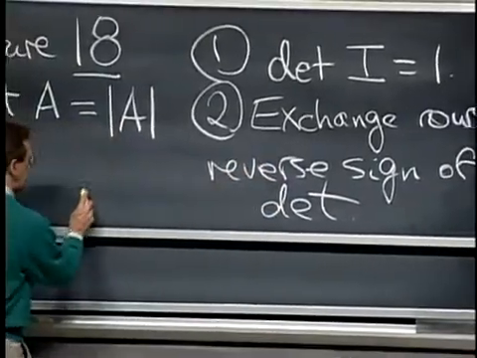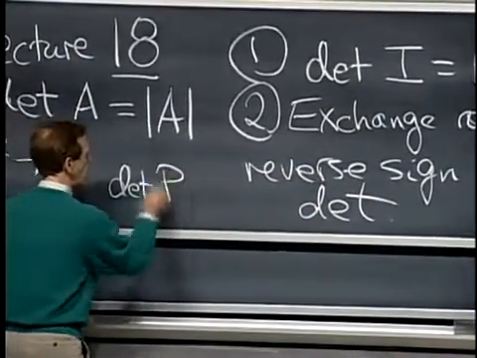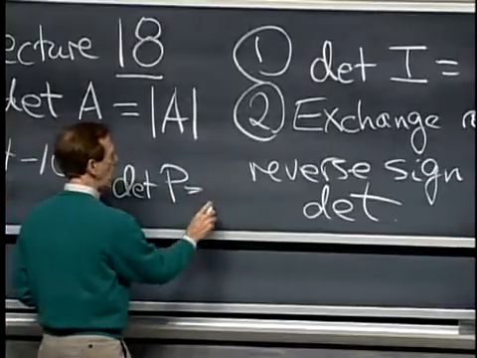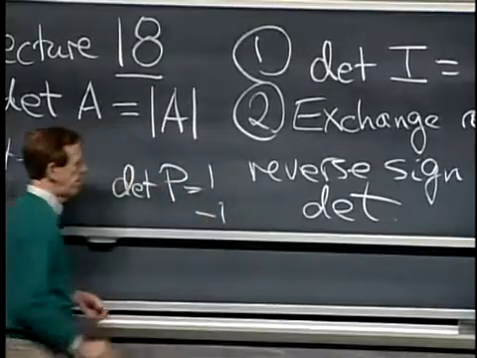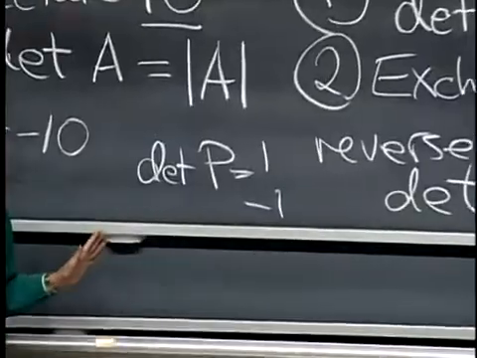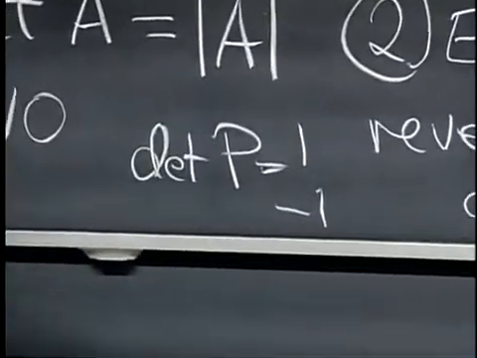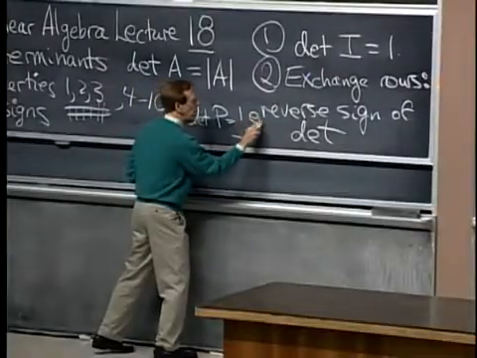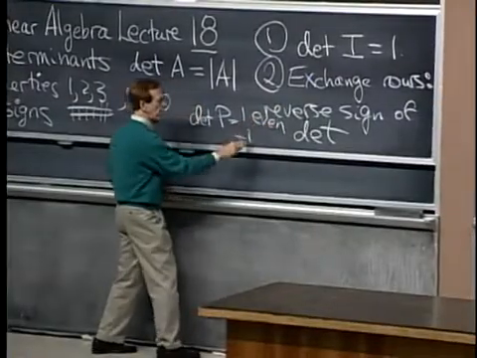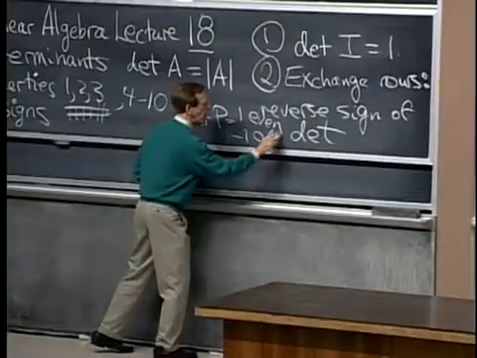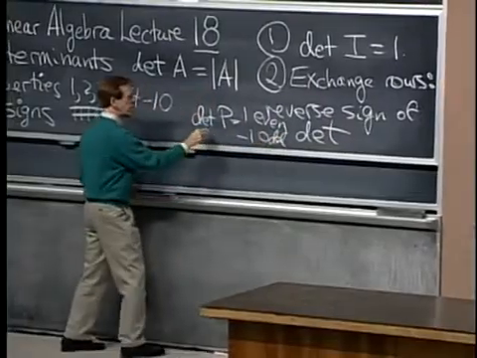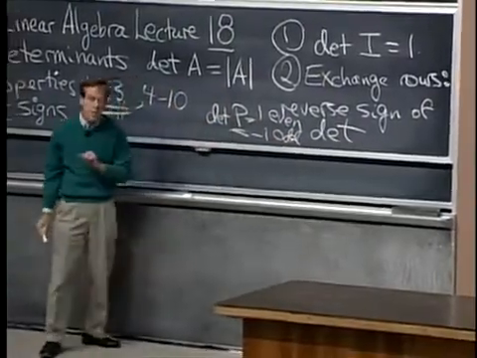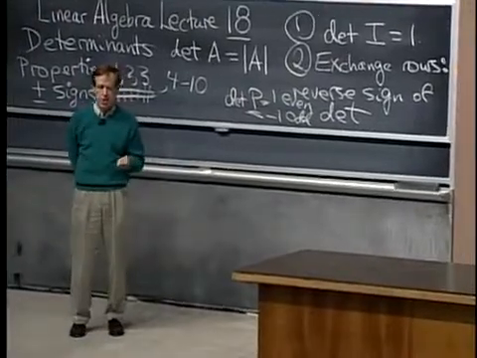So now I'm saying the determinant of a permutation matrix is 1 or minus 1, depending on whether the number of exchanges was even or the number of exchanges was odd. So this is the determinant of a permutation. Now P is back to standing for permutation.